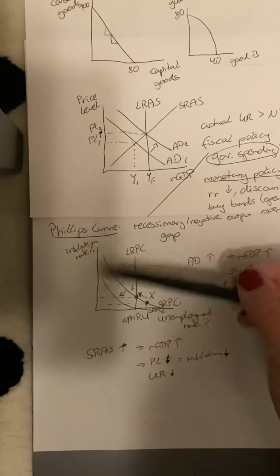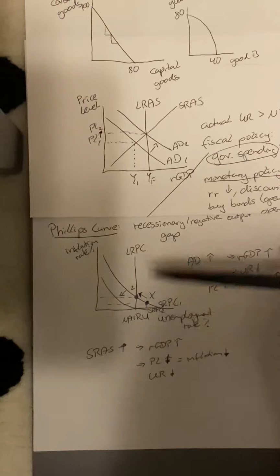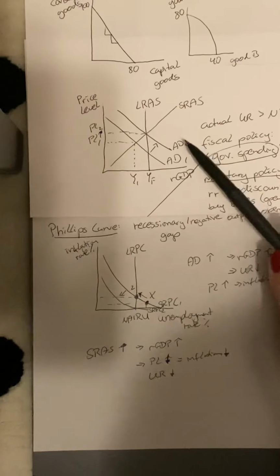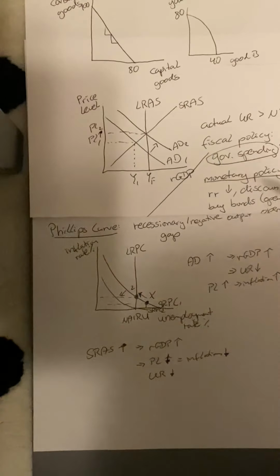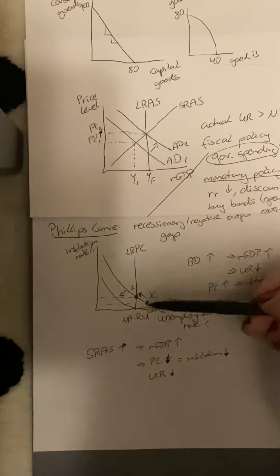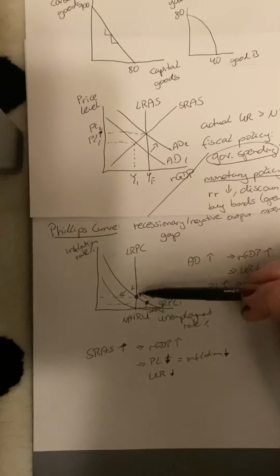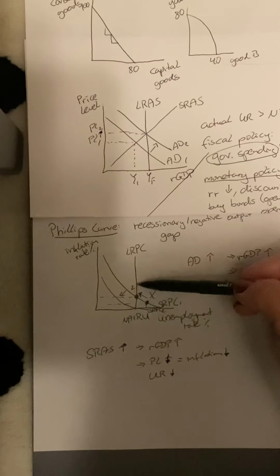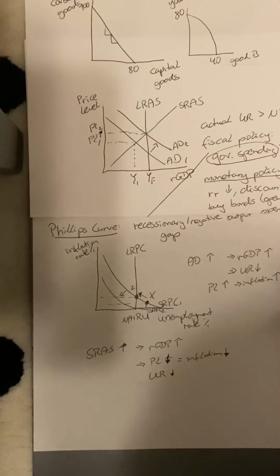So for the Phillips curve, it's always best to understand it if you go via the aggregate demand and aggregate supply graph. The only other thing that shifts the SRPC is inflationary expectations. So let's say we're expecting inflation to increase by 2%. So we're shifting the whole SRPC up by 2%.